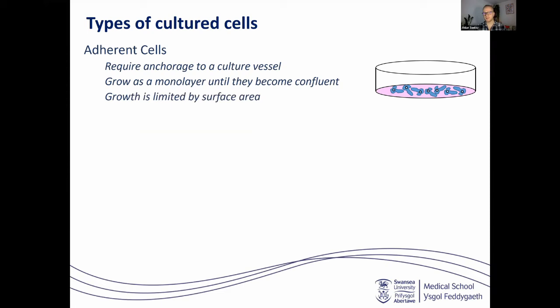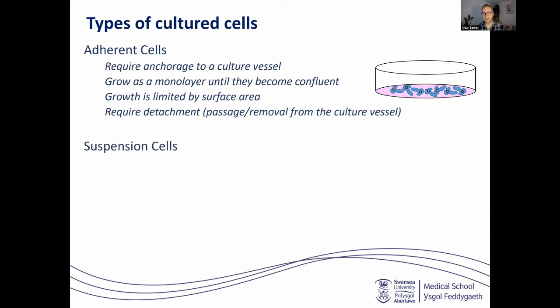So growth in the case of adherent cells, those that stick down to the plate, is limited by the surface area. Put them on a big plate, they'll keep growing and dividing. Put them on a bigger plate, they'll keep growing and dividing. But it does mean that if we're working with adherent cells, if we want to move them from one plate to another, we have to get them off the plate first because they're stuck down. So we need to get them to come off that plastic, to come off the glass, in order for us to move them into a bigger plate or a bigger dish. So we have to have a period of detachment where we lift them off the plate.